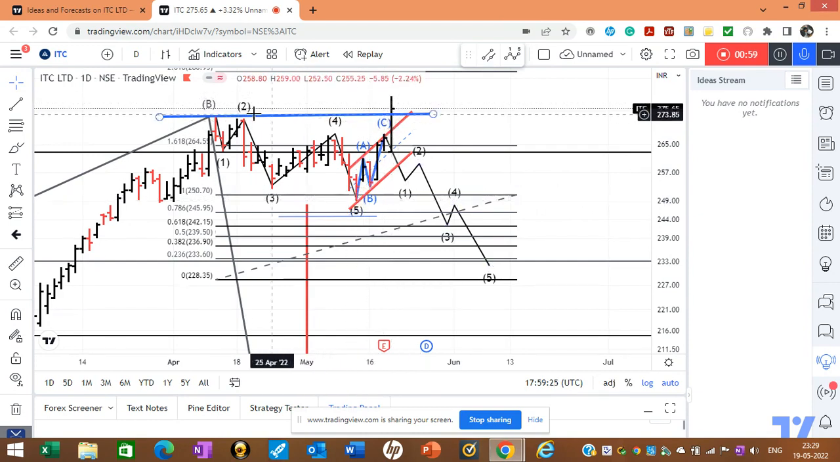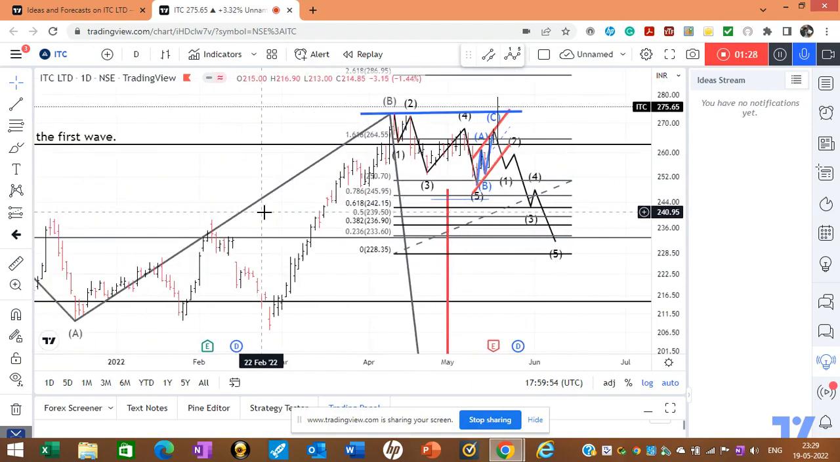Now once this breaches the blue line, it tells me that the wave count is not correct. Somewhere or other there is a mistake, because wave 2 cannot go beyond the start of wave 1, and therefore it negates the whole concept. Either wave theory is not working on this stock, or there's something wrong with the wave count.